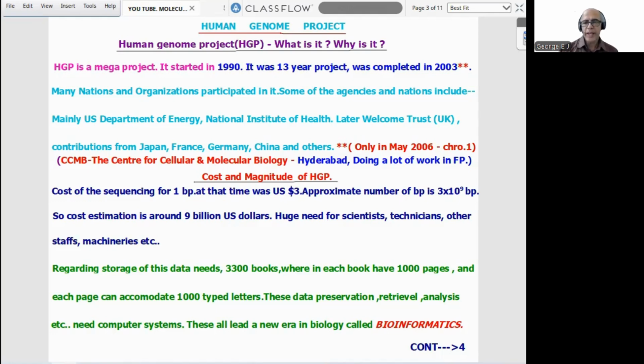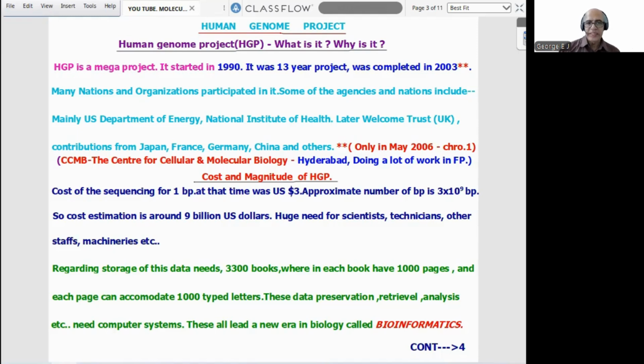Now, cost and magnitude of HGP. The cost of sequencing for one base pair at that time was $3. The approximate number of base pairs is 3 into 10 raised to 9. So the cost estimation is around $9 billion, remember, at that time. And there was a huge need for scientists, technicians, other staff, and machinery. So it's a Herculean task. It is a huge project, but it is useful for entire human beings.